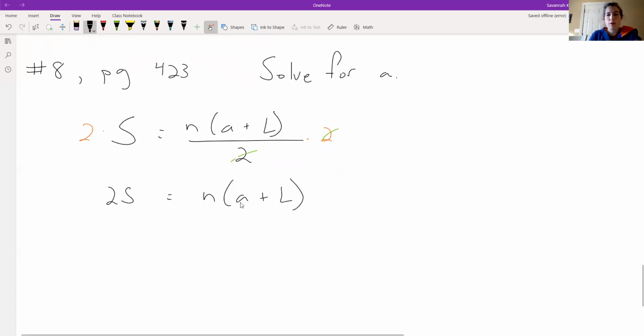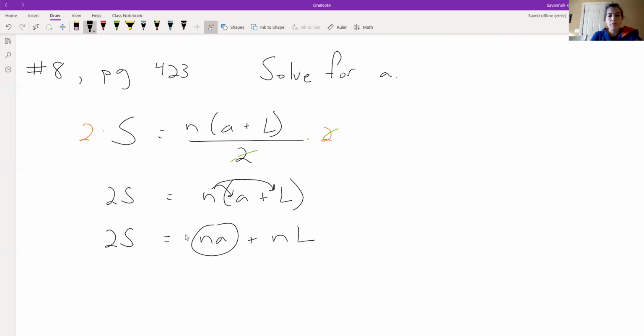Unfortunately, though, a is trapped in this set of parentheses behind the n. So I think what I would do next is actually distribute that n. So I've got 2 capital S on the left, and I'm going to have n times little a plus n times L. And now I've got a term that can be subtracted over to the other side. So in the next step, that 2 capital S will now be 2 capital S minus na equals nL.